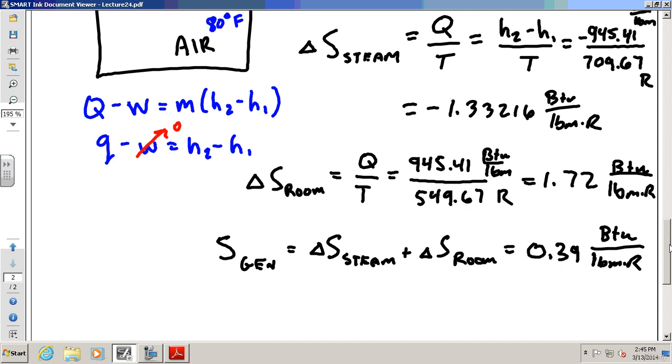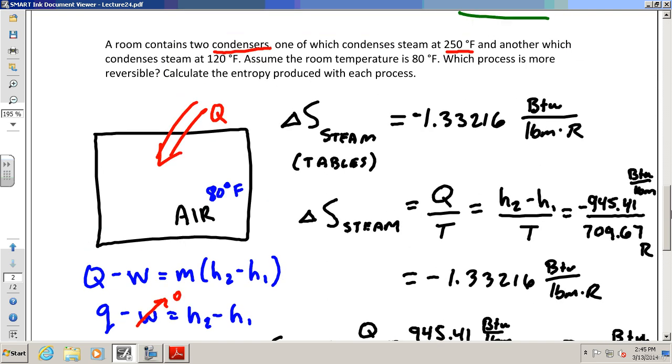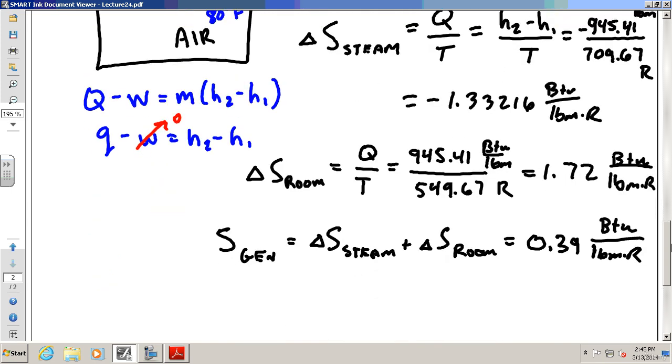Do it. It's the same numbers. The only thing you have to do now is look it up for 120 degrees Fahrenheit, not 250. Everything else is exactly the same. But you will definitely get less S-gen.